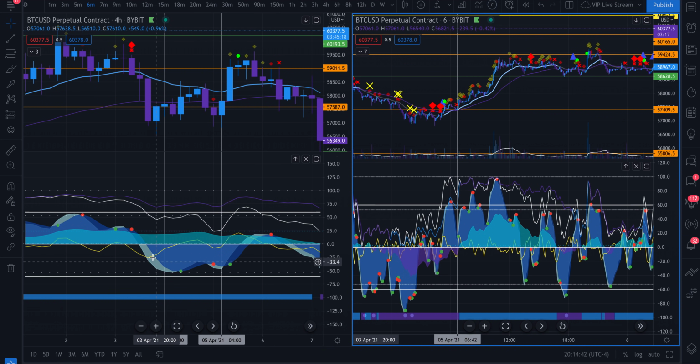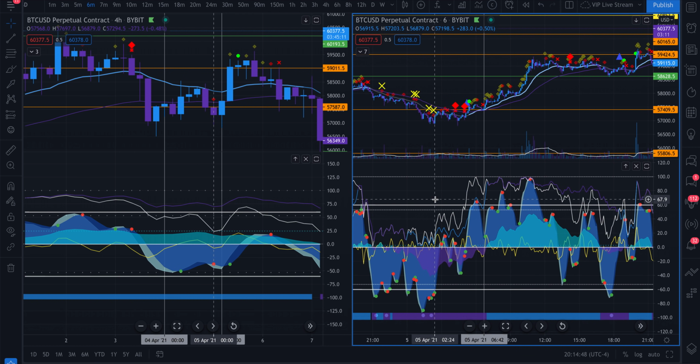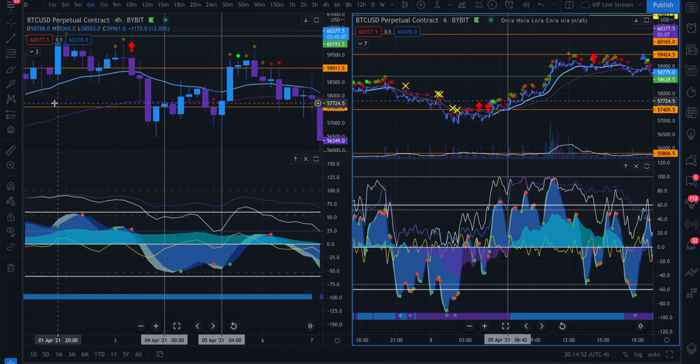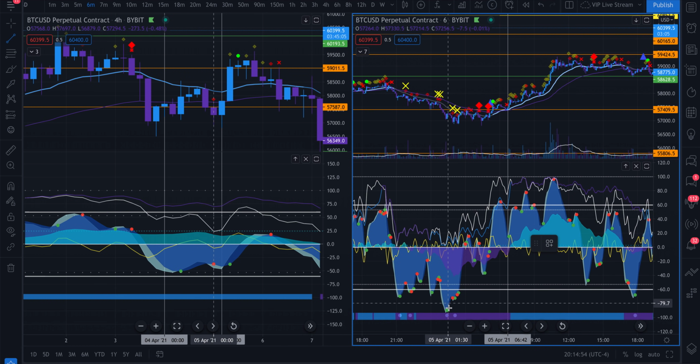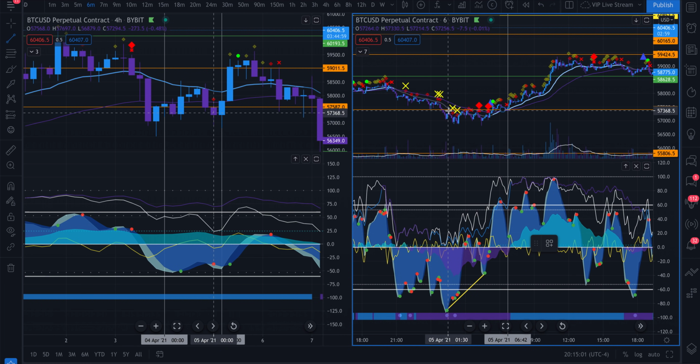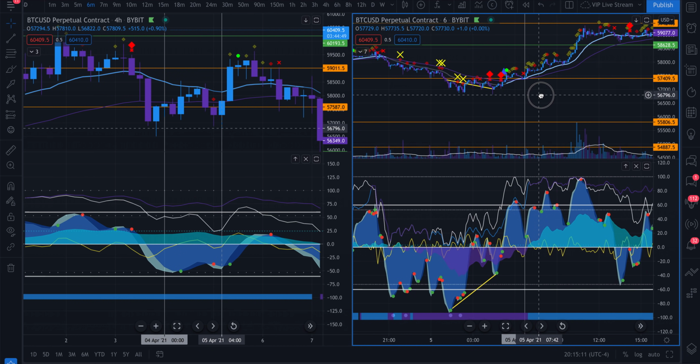On the 4 hour, we can see that we're starting to print a bottom. I go down to the 6 minute time frame, and what do I see? I see a very clear bullish divergence where the momentum on Market Cipher B is moving up, while simultaneously the price is moving down. This is what's known as a bullish divergence.